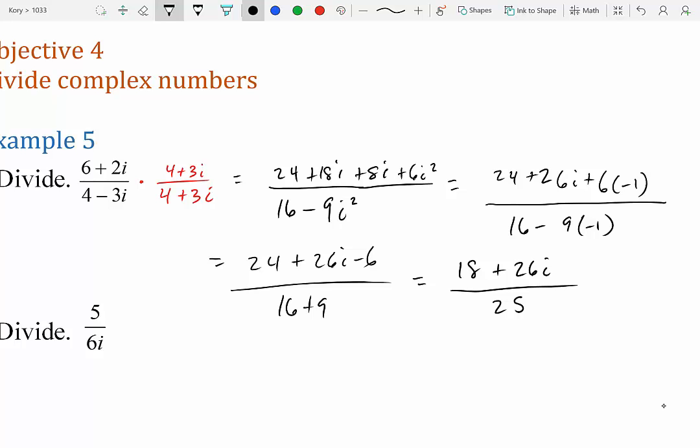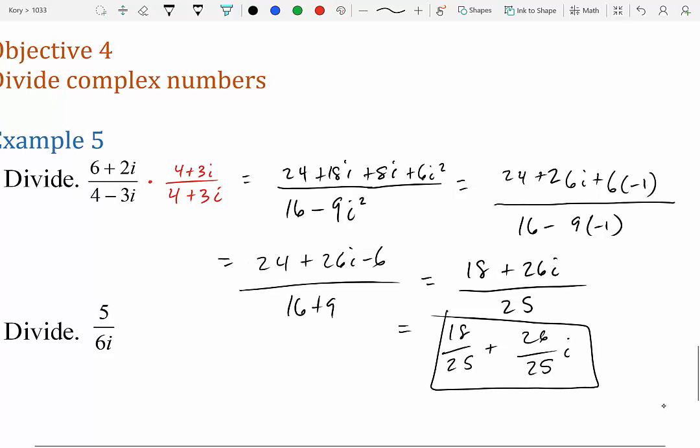And for our final answer, you need to write it separately. So that would be 18 over 25 plus 26 over 25 i. The i goes on the outside. And then you need to always see if you can reduce each of the fractions. And in this case, we can't. So it's our final answer.